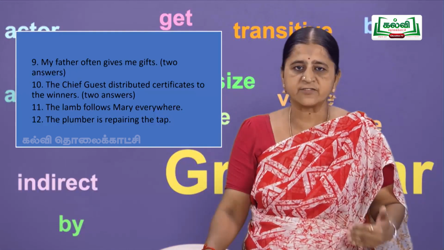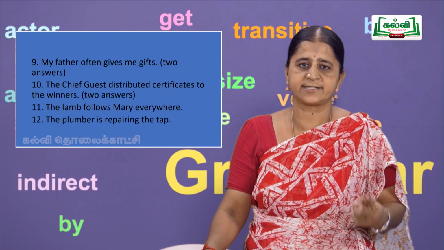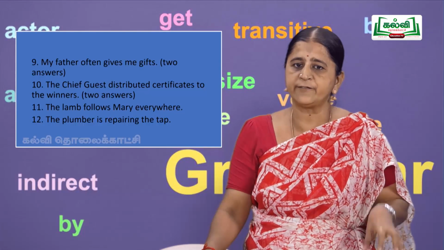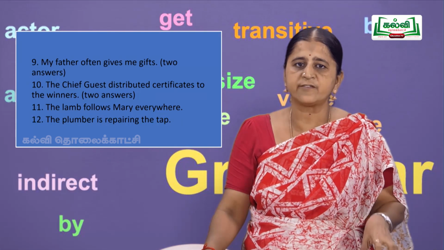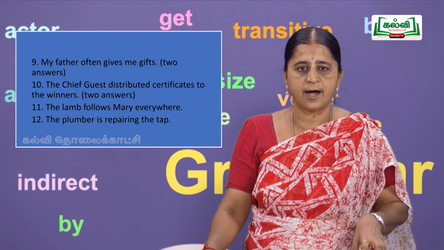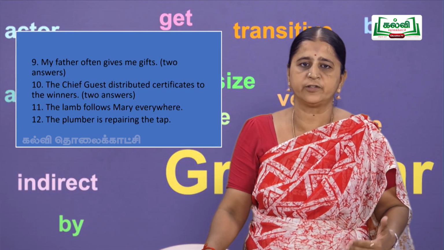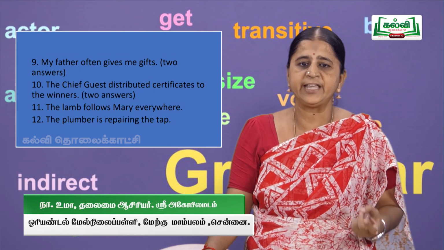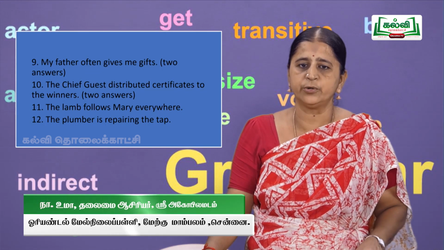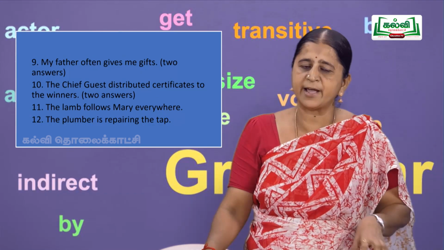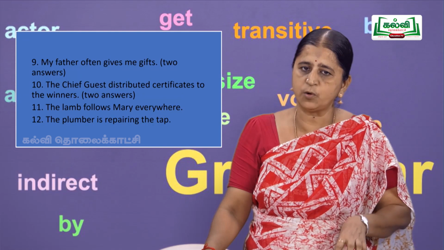So passive மாற்றும்போது நமக்கு ரெண்டு ஆன்சர் வரும். So first answer, my father often gives me what? Gifts. So gifts எழுதிக்கிறோம். Gifts is the subject. Now gifts is of the plural form. அதனால எந்த verb போடுவோம்? are. are போட்டுட்டு past participle of the verb பார்க்குறோம். Give present tense, gave past tense, given past participle. So gifts are often given to me by my father. This is answer number 1.